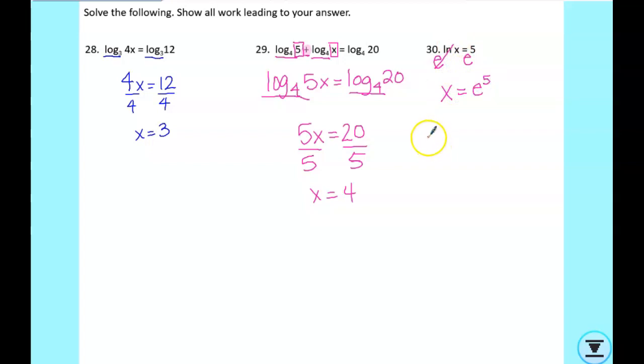Or you can rewrite it. So ln of x is equal to 5. We know that the base here is e, so e would become the base for our exponential. Go around the equal sign, so this is our exponent, and this is equal to x. So there's 2 different ways that you can think about that, but they both will work.